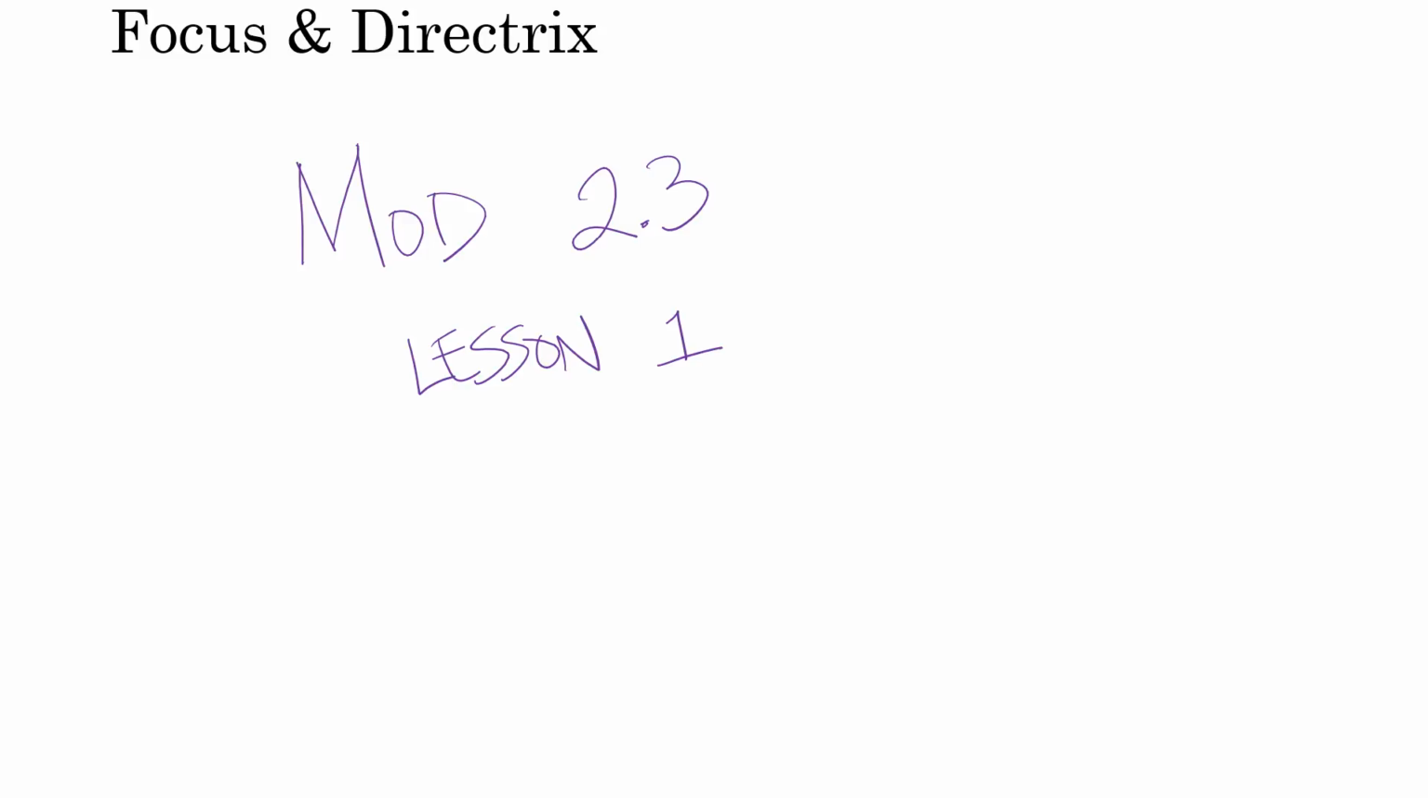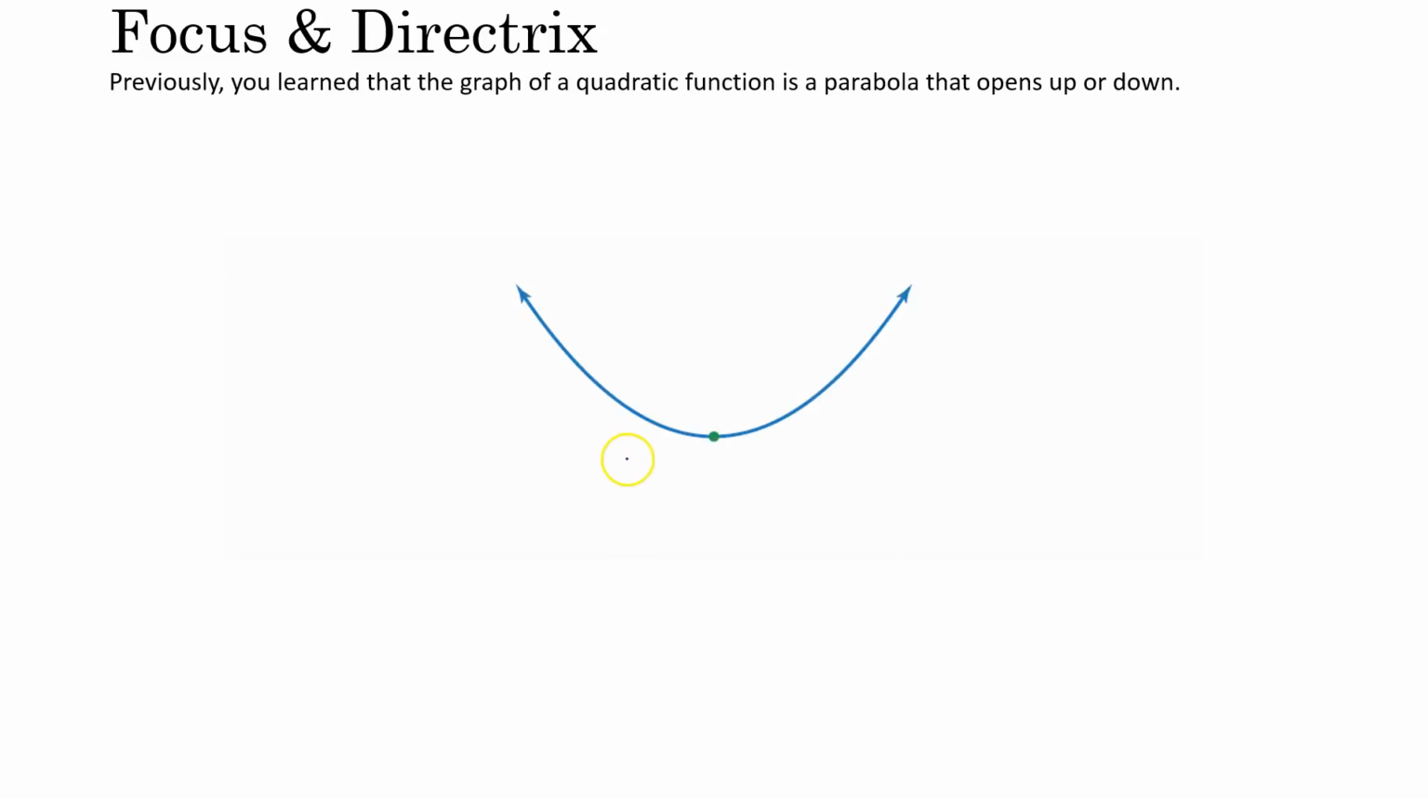Let's get into it. We are about to talk about the focus and directrix of a parabola. So previously we learned that a quadratic function, the graph of that is a parabola, and it can open up or it can open down. And then there's this line that goes right through the middle that cuts the parabola in half, and we call that the axis of symmetry.